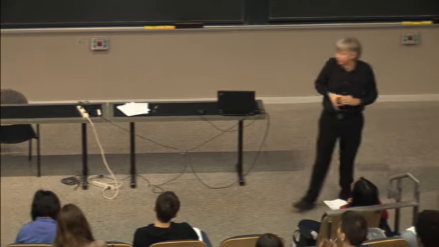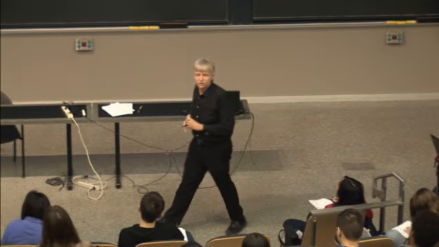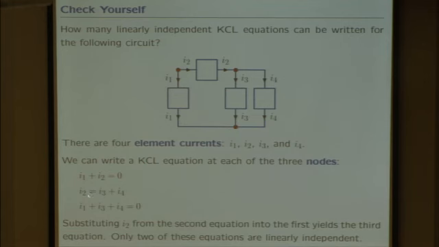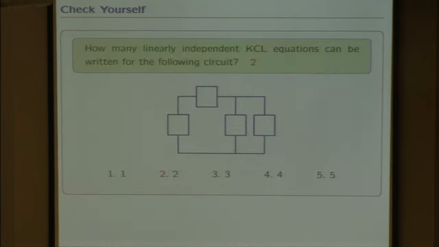That's not surprising. But if you look at those equations, you'll see that they're not linearly independent. In fact, if you solve this one for I2, it's already solved for I2, stick that answer up here, you get I3 plus I4 added to I1 is 0, which is just the same as that equation. So of those three equations, only two of them are linearly independent. So the answer to that problem was 2.